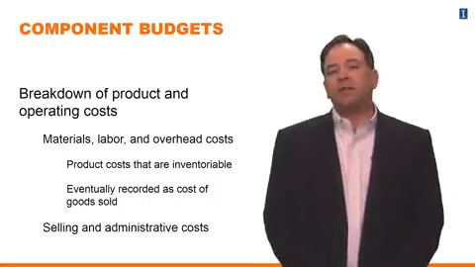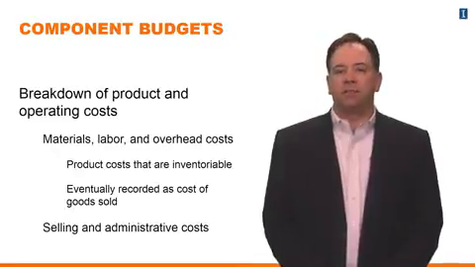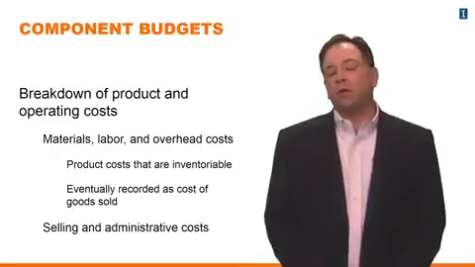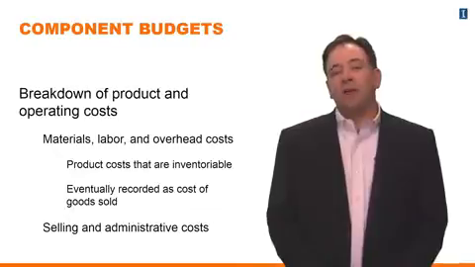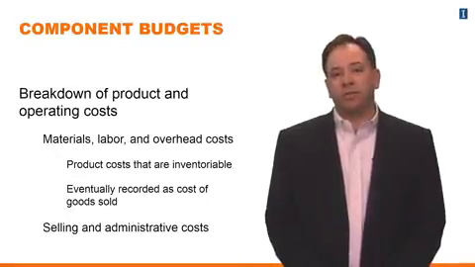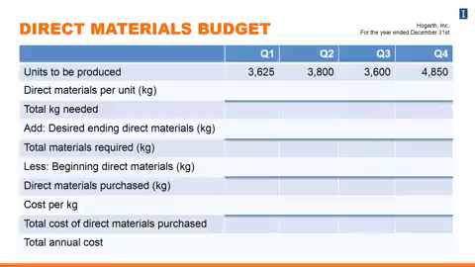And we'll also talk about selling and administrative costs. So let's continue our Hogarth Incorporated example and start with direct materials budgets. So the direct materials budget begins with the information we created in the production budget. We identified the number of units to be produced in each of the quarters. We started off with 3,625 units in quarter 1, 3,800 units in quarter 2, etc., etc.